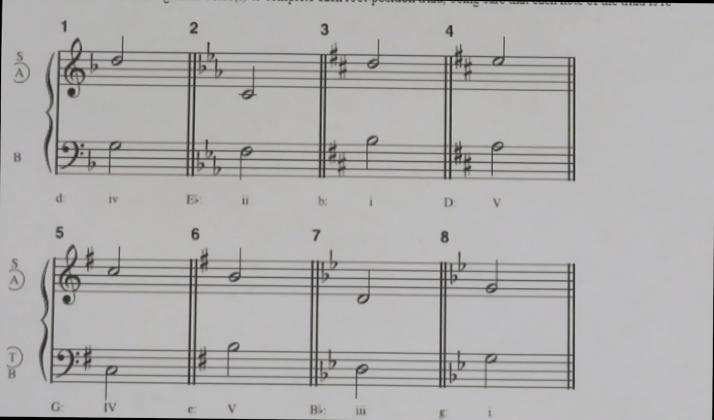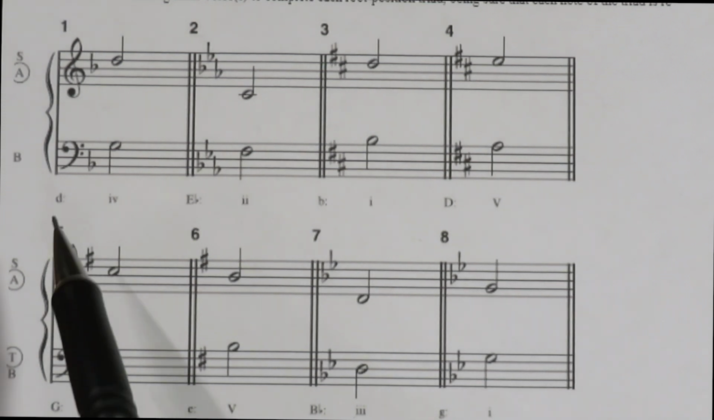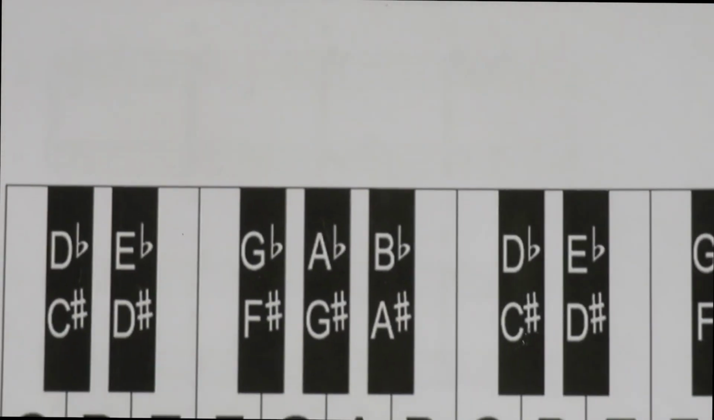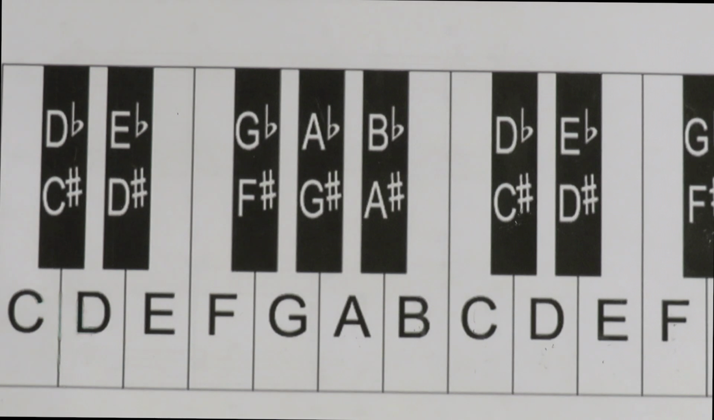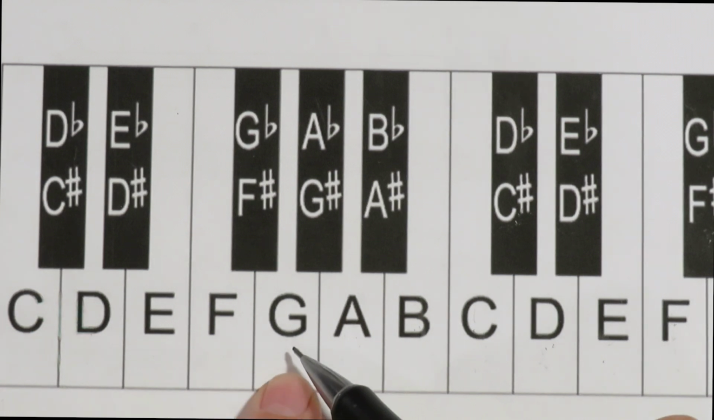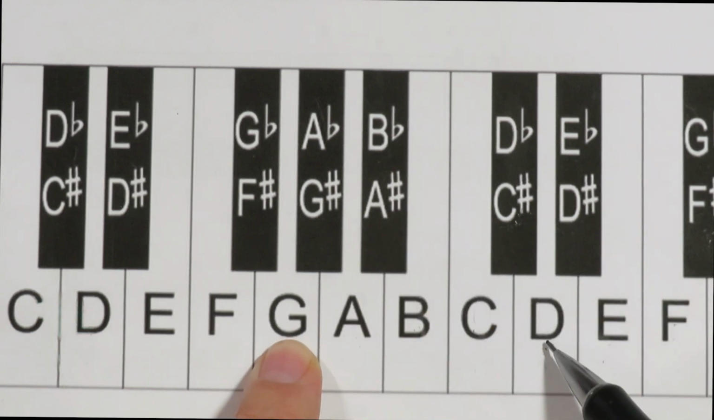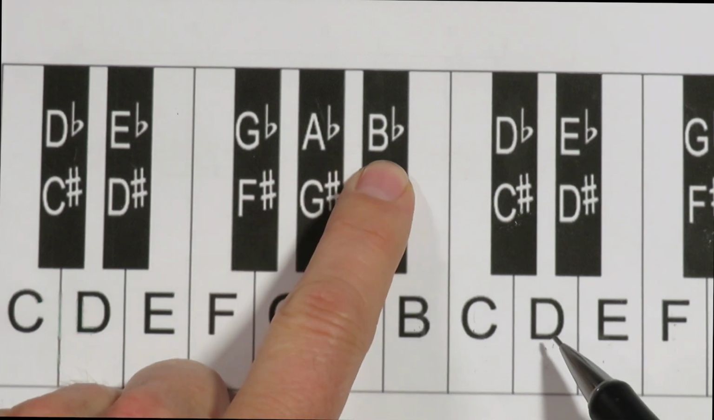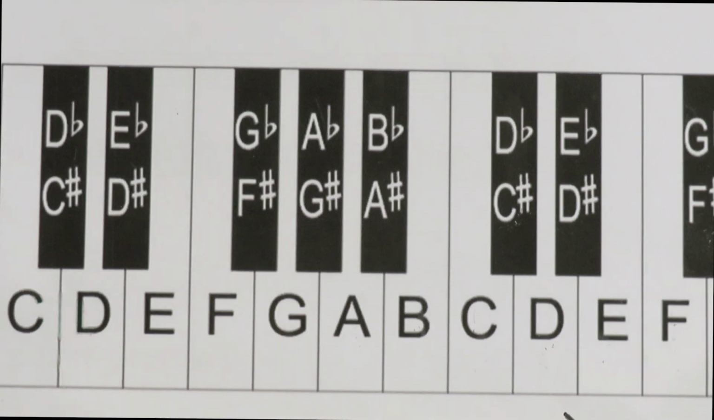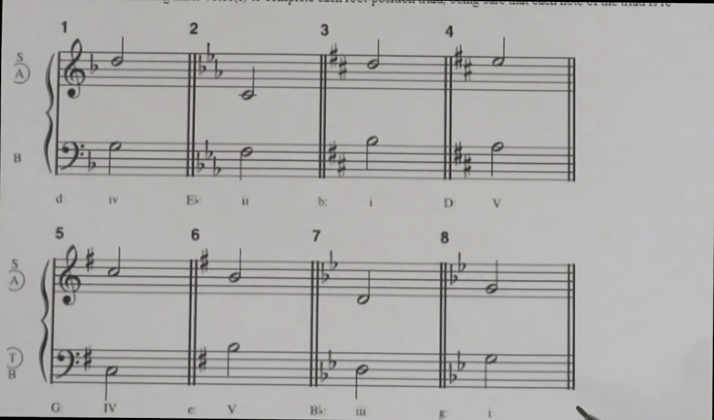Okay, so let's start with number 1. We're in the key of D minor, and we have a 4 chord. So, in the key of D minor, there's 1 flat, the B flat, okay? So we go up 1, 2, 3, 4, and we build our triad from here. So we're going to have a G, B flat, and D, and that's a G minor triad, okay? The 4 chord in a minor key is minor, okay? So let's see what notes we have. Well, we have the G and the D.